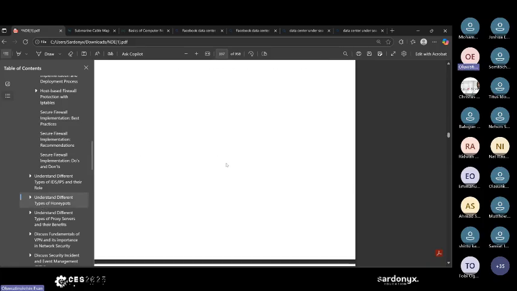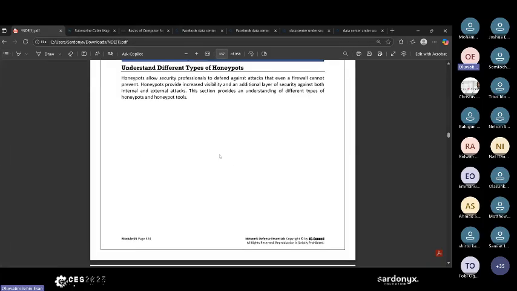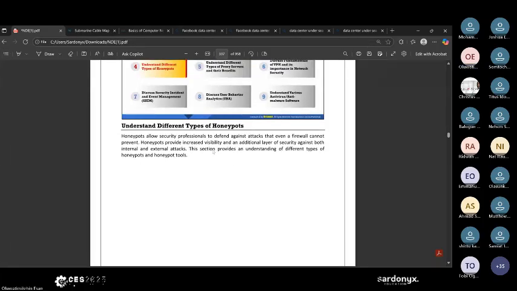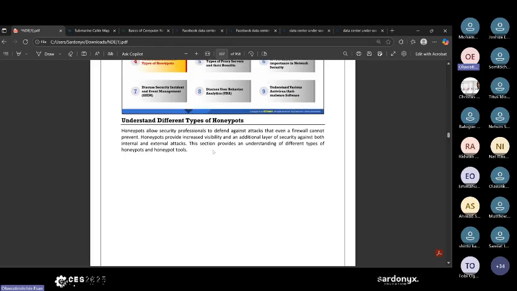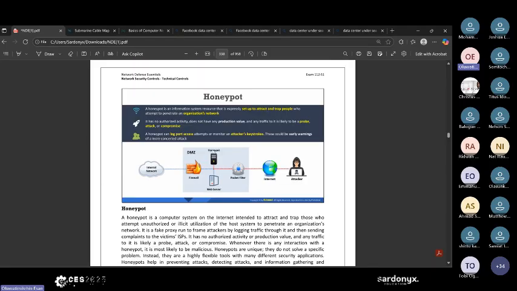So let's talk about honeypots. Now, honeypots allow professionals to defend against attackers that a firewall cannot even prevent. So what a honeypot does is that it helps to see TTPs, right? That's tactics, techniques and procedures of attackers. So a honeypot is an information system that is especially set up to attract and trap people who attempt to penetrate an organization's network.